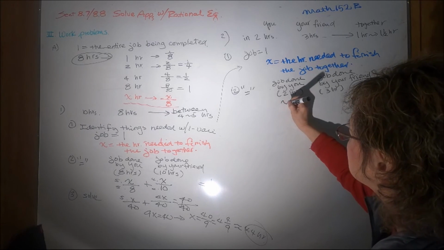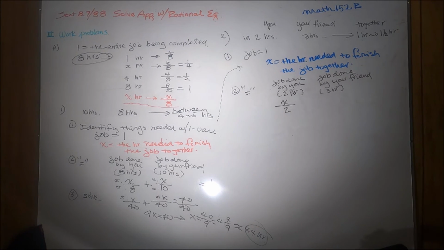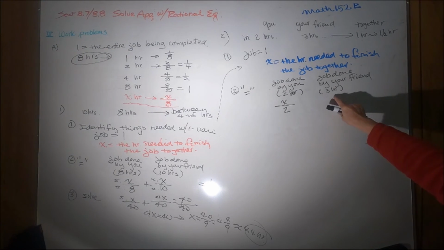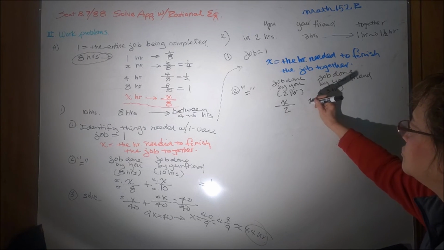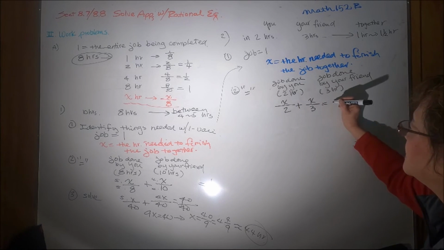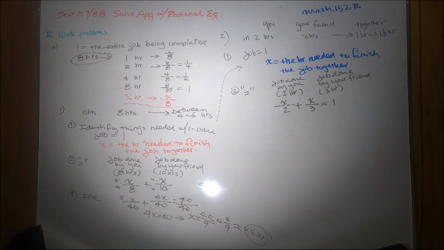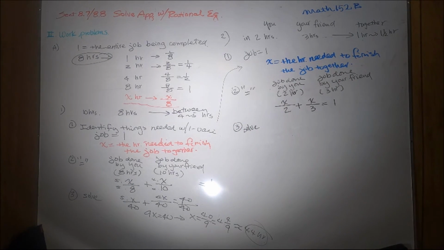So for x hours, it's x divided by 2. So the whole thing is 2 hours. Then in x hours, you can do a portion of 2 hours. So x over 2, right? If your friend can do it in 3 hours, then in x hours will be a portion of 3 hours, right? If you do it together, you want to finish the whole thing, that should be 1, right? So that's how you write your equation.